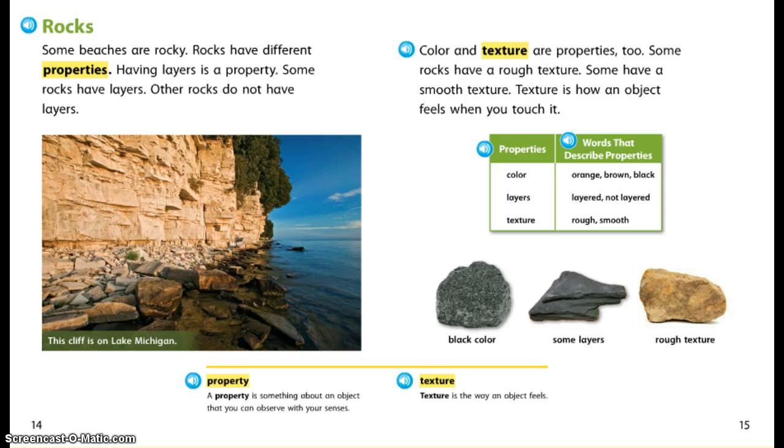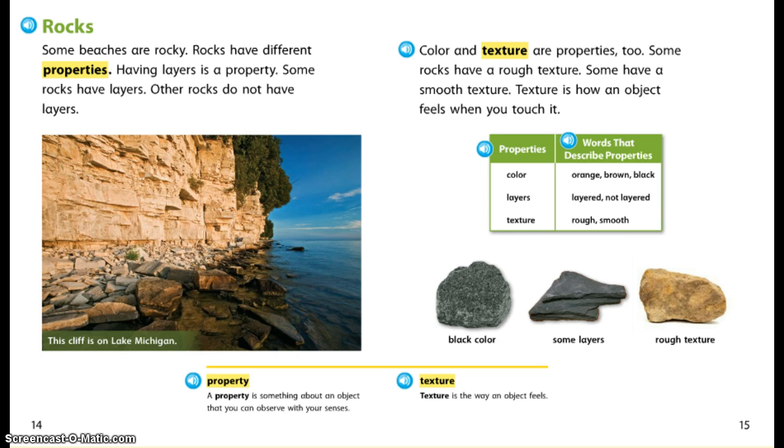Rocks. Some beaches are rocky. Rocks have different properties. Having layers is a property. Some rocks have layers. Other rocks do not have layers. Color and texture are properties too. Some rocks have a rough texture. Some have a smooth texture. Texture is how an object feels when you touch it.